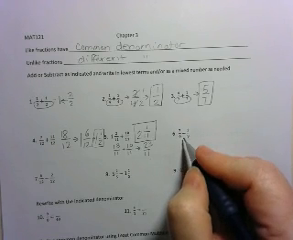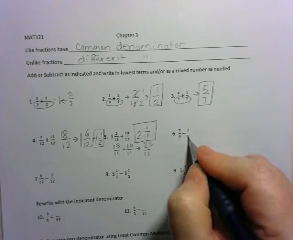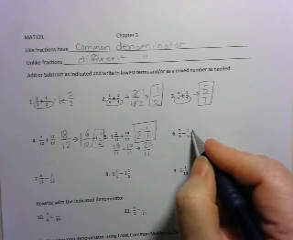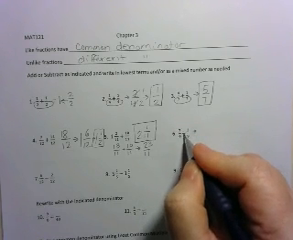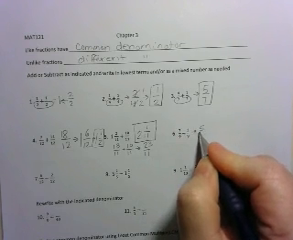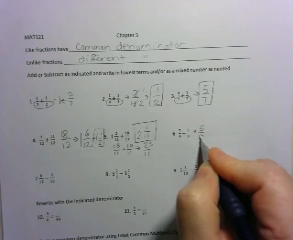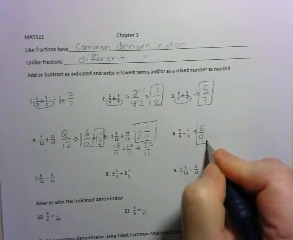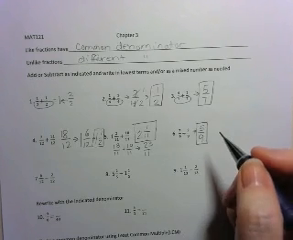Subtraction is the same. We need a common denominator and we subtract our numbers. 7 minus 2 gives me 5. I keep the same denominator. So my answer is 5/9.